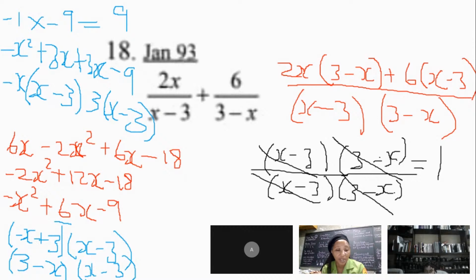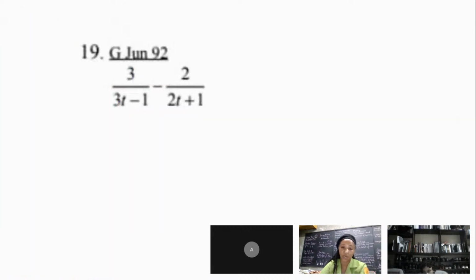All right, so eventually we factorized it to 3 minus x and x minus 3. So that was our numerator. And in the denominator already we had that same thing because the LCM was 3 minus x and x minus 3. So we realized that it all cancels out. It all cancels itself out. So the final answer is 1.